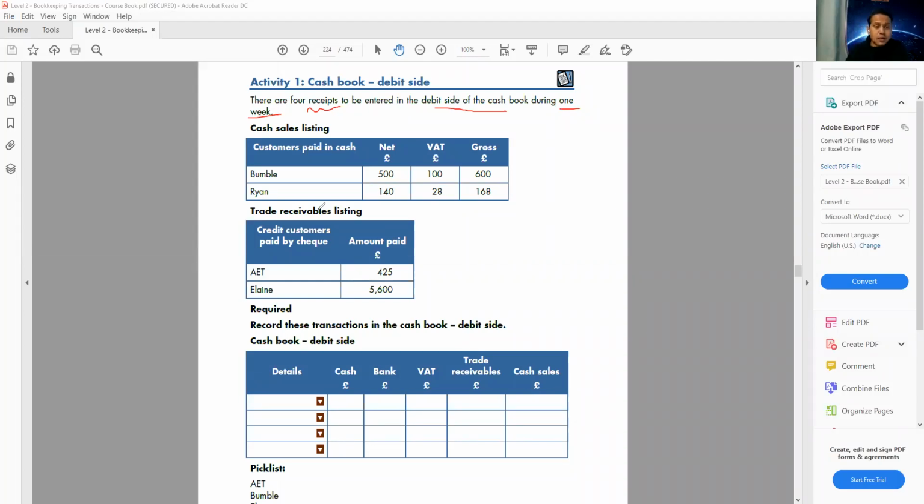Now, as soon as I see the word receipt, or payment, and obviously even if the question doesn't say whether it is debit or credit, we understand that if we receive the money, we're going to include it on the debit side of the cash book. So you understand it anyway. Let's have a look at that.